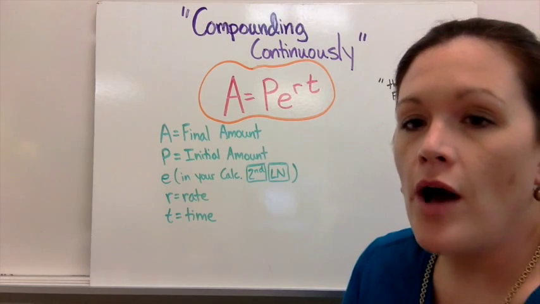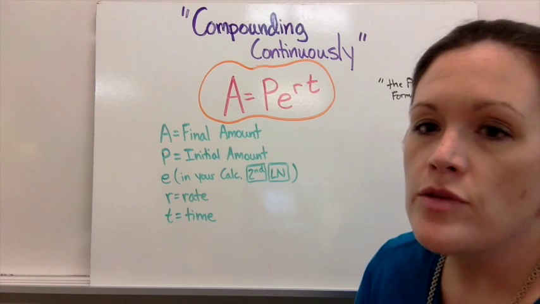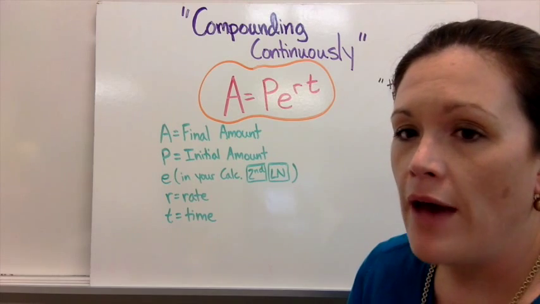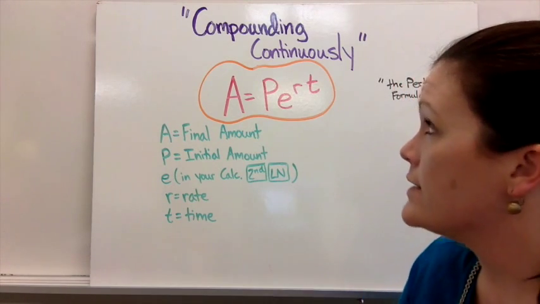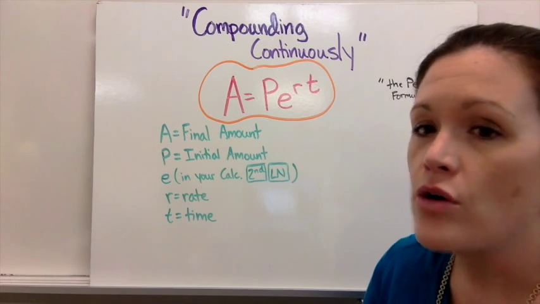Let's talk about compounding continuously. When you see that phrase within a word problem, you need this specific formula in order to calculate how much money you would have after an investment at a certain rate and time. So our formula we use is A equals PE to the RT power.